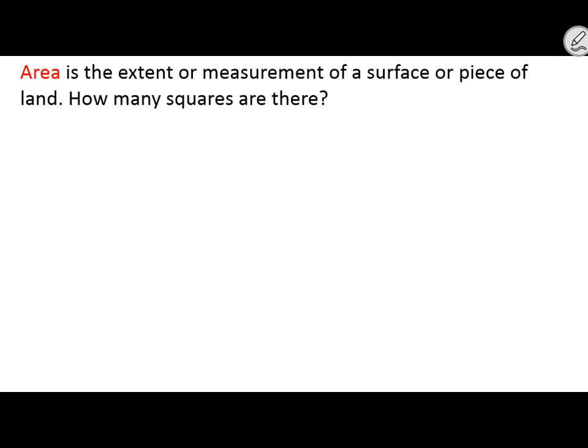All right, so let's take the area, right? Some of these terms you guys are familiar with, so let me just clarify certain things. The area is the extent or measurement of a surface or piece of land. In English, we pretty much say how many squares are there. That's really what we care about. How many squares are there? Let me give you guys time to copy that.